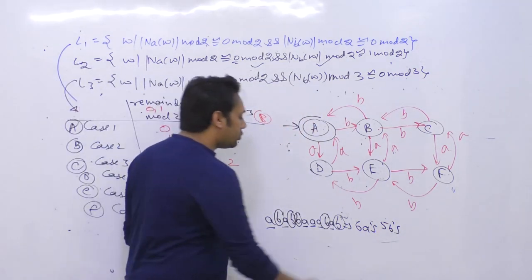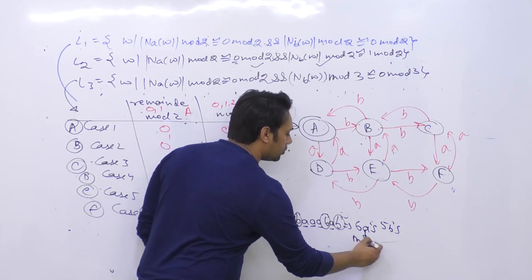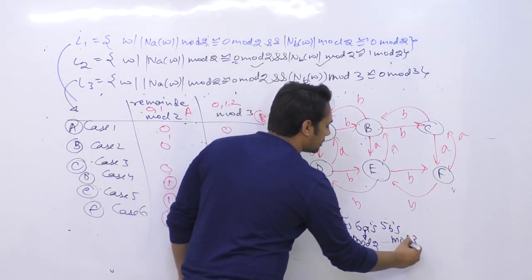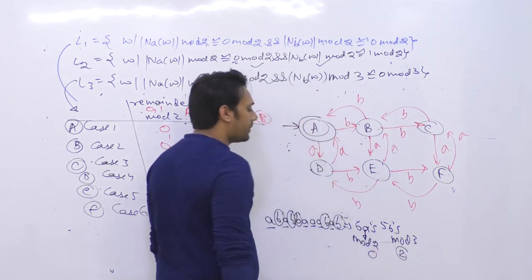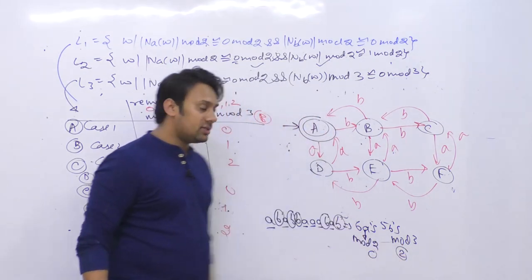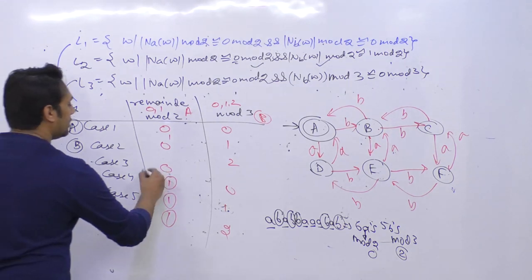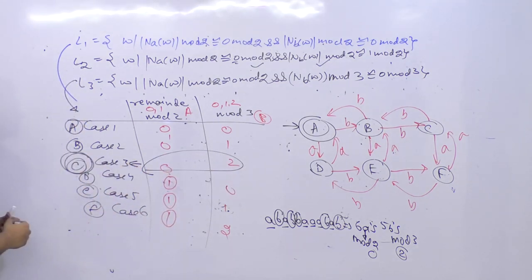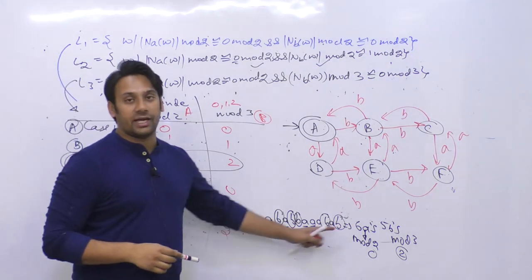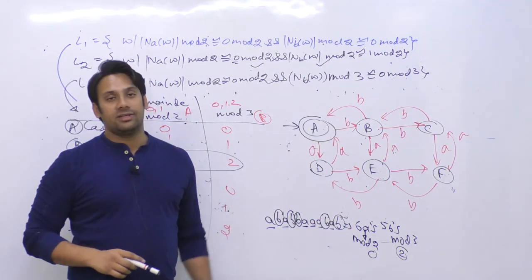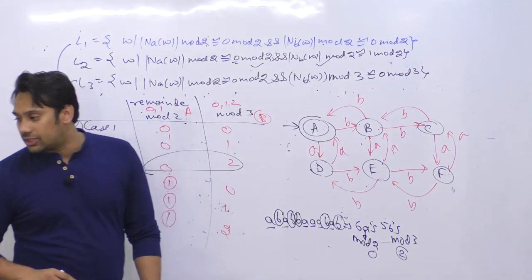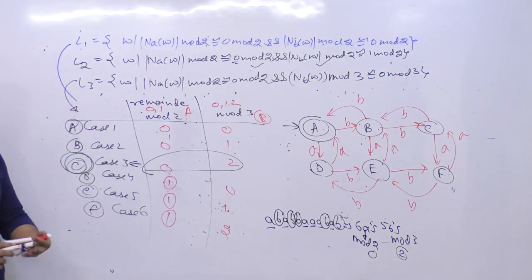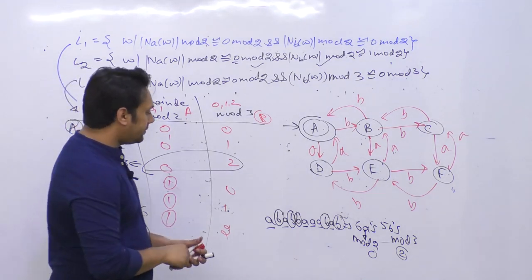That means if we divide A by 2, mod 2, you will get a remainder 0, and if we divide B by 3, that means mod 3, you will get a remainder of 2. So 0, 2 means it is case number 3, that means we should end up at state C. So after reading this entire string we should be at state C, okay?